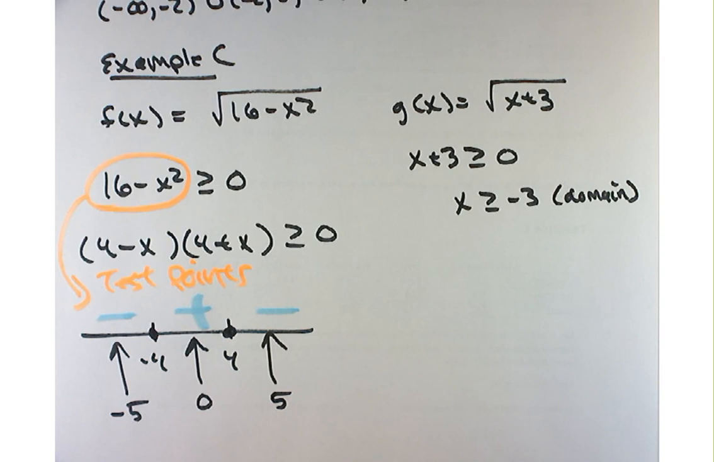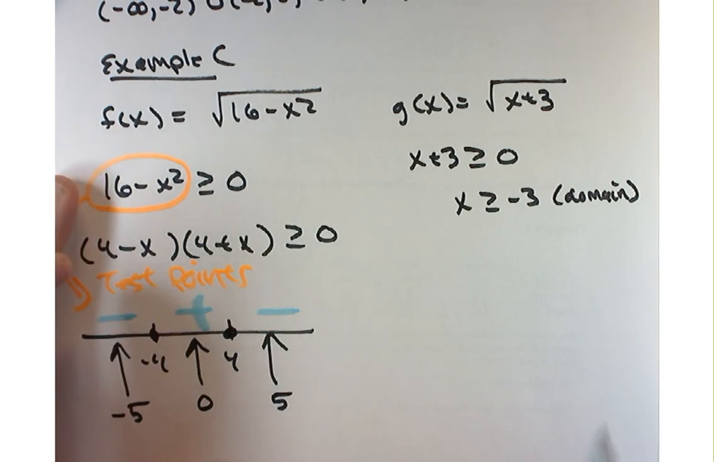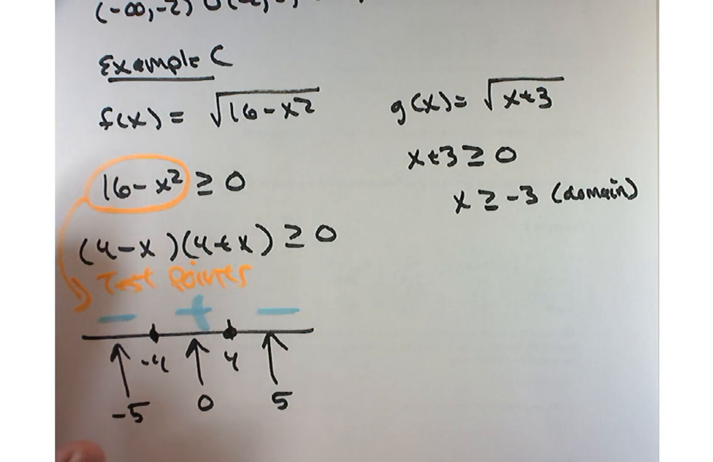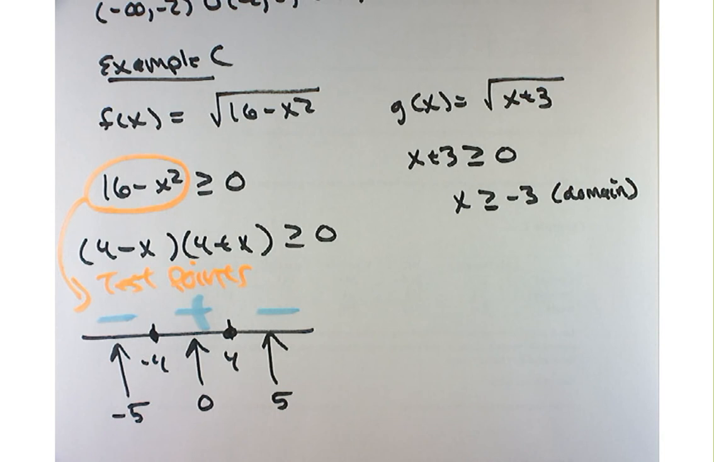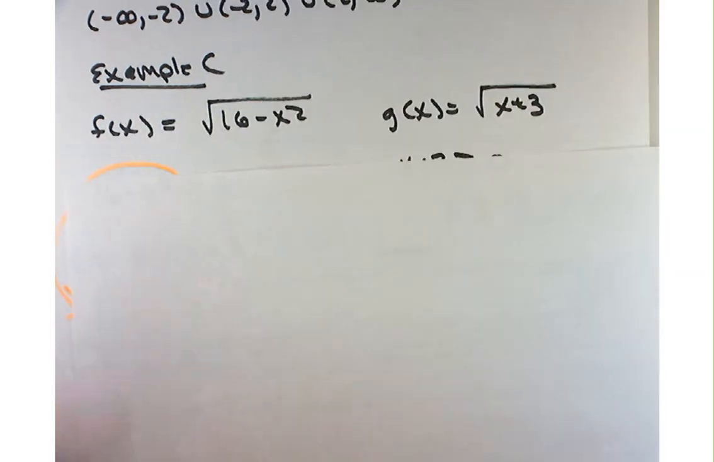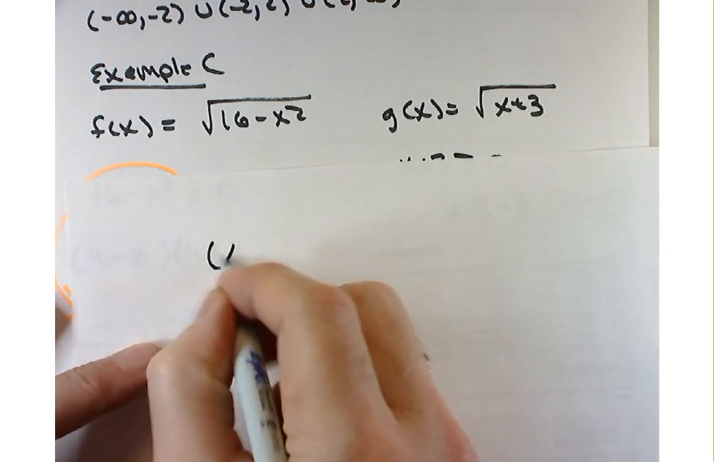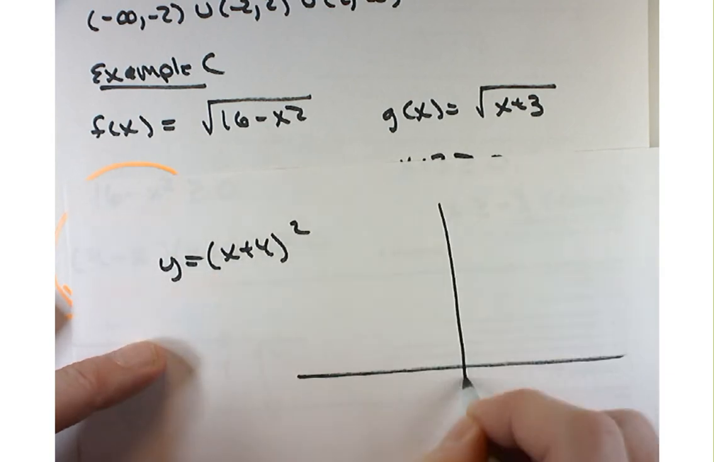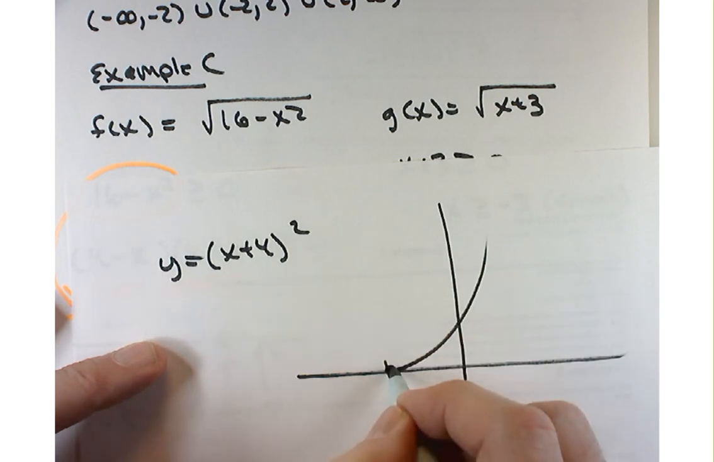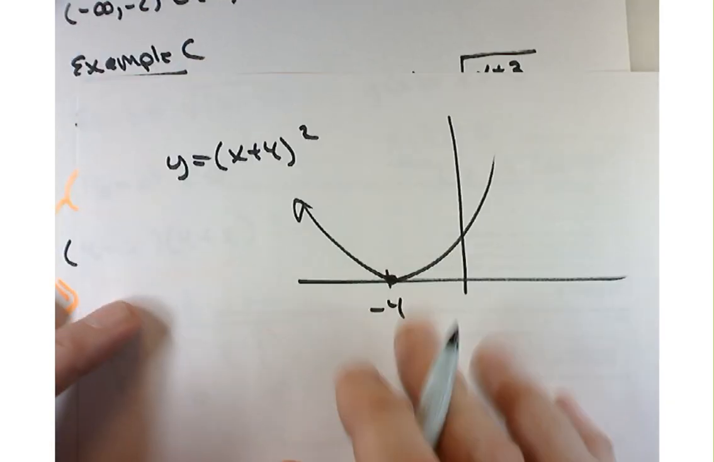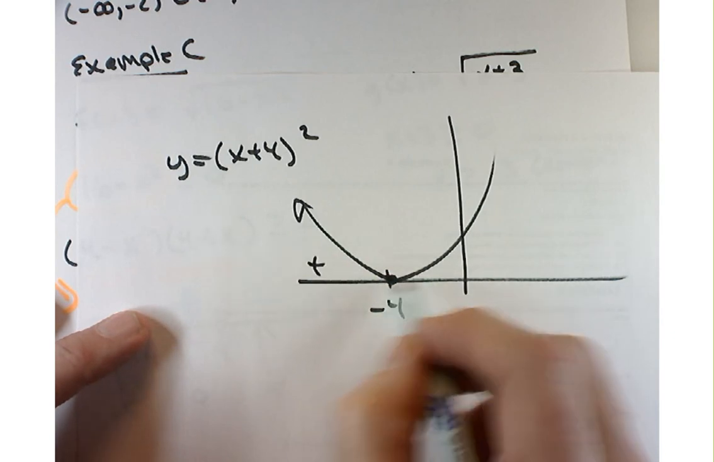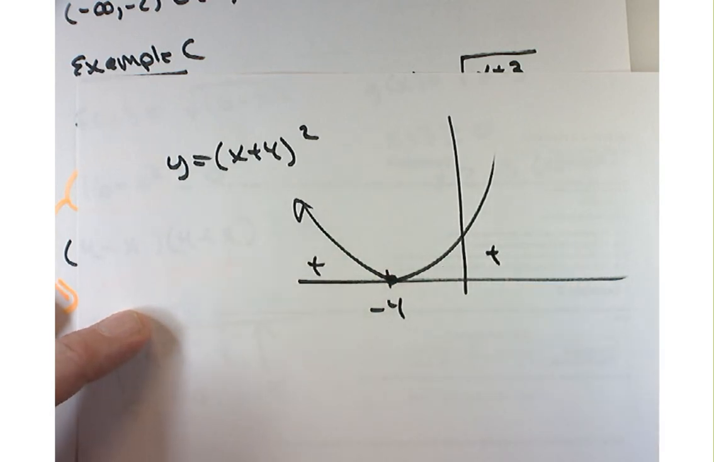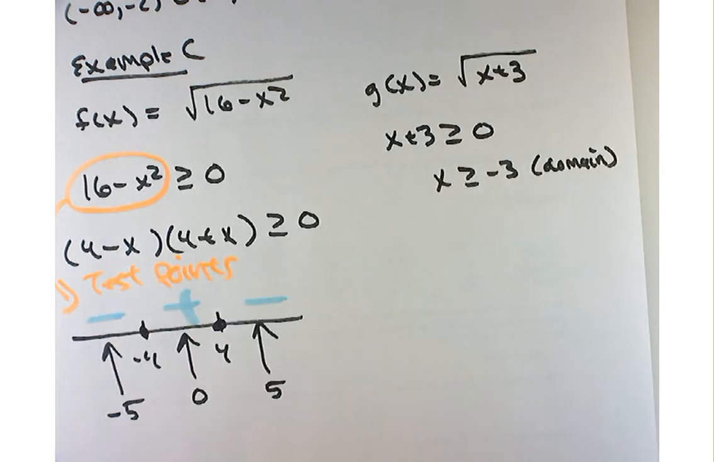Does it always alternate with parabolas? Yes. The only time it wouldn't alternate is if you had something that just touched the x-axis at one place. So, for instance, if I had x plus 4 squared, the graph of this is just going to touch the x-axis right here at negative 4. So if you're testing here, it would go positive and then 0 at that point, and then positive again. So it wouldn't necessarily alternate if you had a repeated binomial like that.